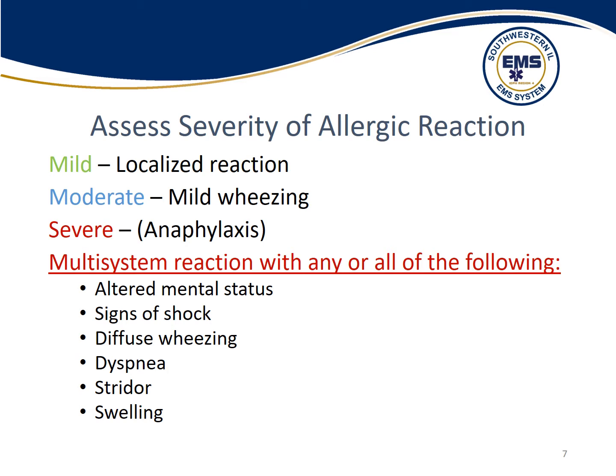Assess the severity of the allergic reaction. Mild equals a localized reaction. Moderate, you have mild wheezing. Severe indicates anaphylaxis, which is a multi-system reaction with any or all of the following signs and symptoms: altered mental status, signs of shock, diffuse wheezing, dyspnea, stridor, swelling.